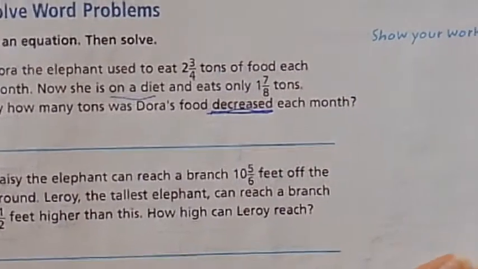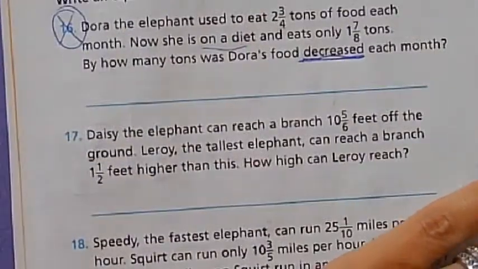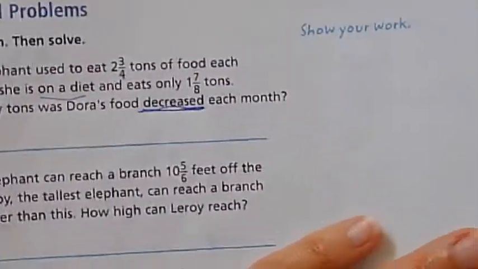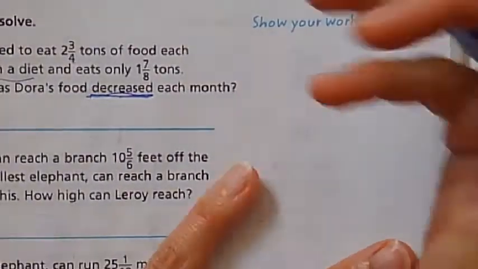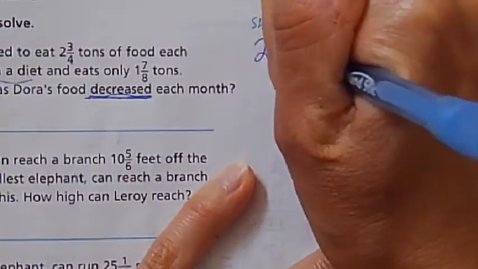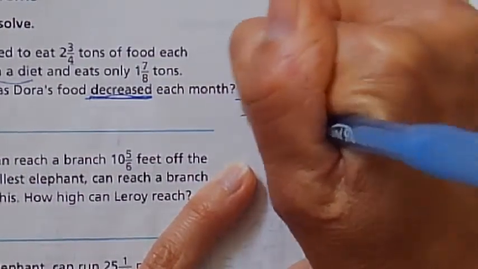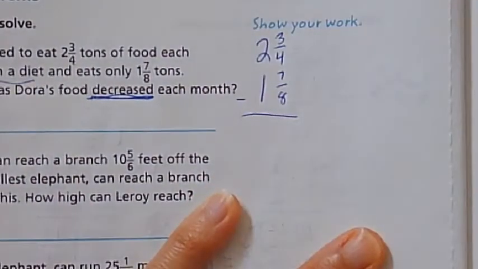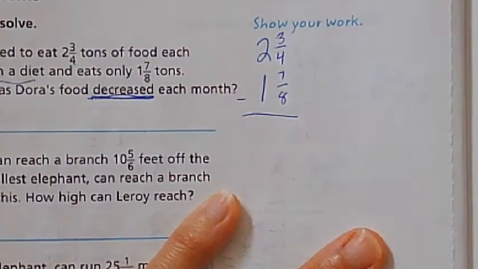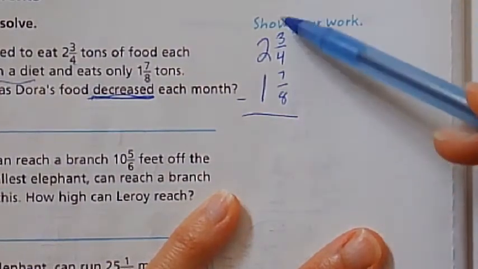So I'm going to go ahead and do the work over here on the side. I need to show all of my work. So I'm going to go ahead and move it. So I am doing 2 3/4 minus 1 7/8. I can already see that my denominators are not the same. These are unlike denominators. So I'm going to need to change them.